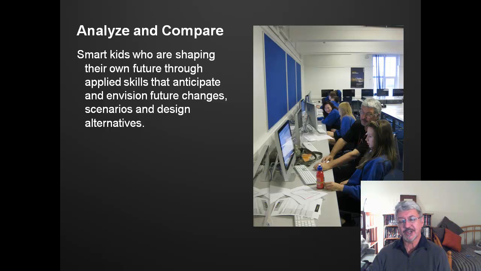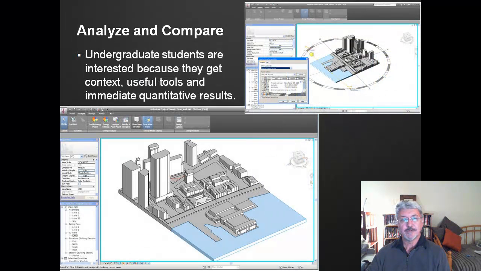So they're able to shape the design, shape their future for this building by making changes and getting quick feedback, what if scenarios, and looking at design alternatives. Well, undergraduate students too are very interested because they get to create context and they get access to useful tools and immediate quantitative results. So this particular model is a model produced for New York.